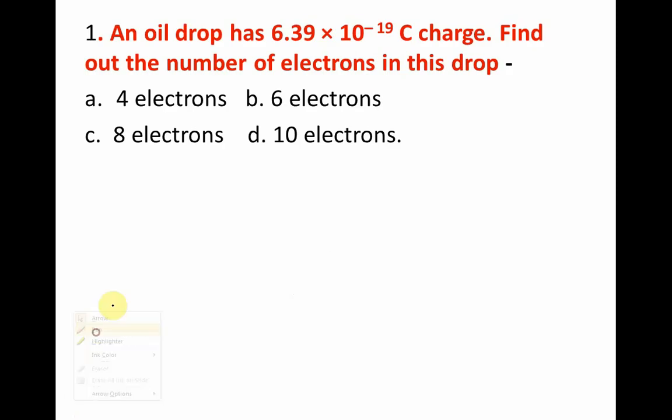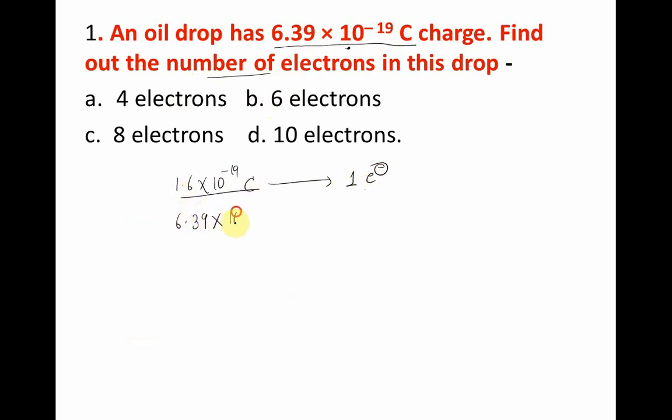Now the question is, an oil drop has 6.39 into 10 to the power of minus 19 coulombs of charge. Find out the number of electrons present in this charge. We know that 1.6 into 10 to the power of minus 19 coulombs of charge contains only one electron. Then 6.39 into 10 to the power of minus 19 coulombs of charge possesses how many electrons?